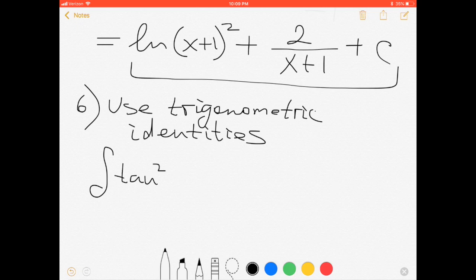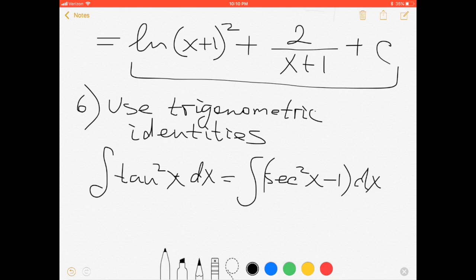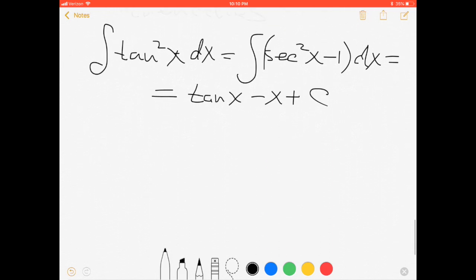Integral from tangent square x dx. Looks scary, but we remember tangent square is secant square x minus 1. And now our integral is not scary anymore. Integral from secant square is tangent. Integral from 1 is x. And plus c. You see, we solved our problem.